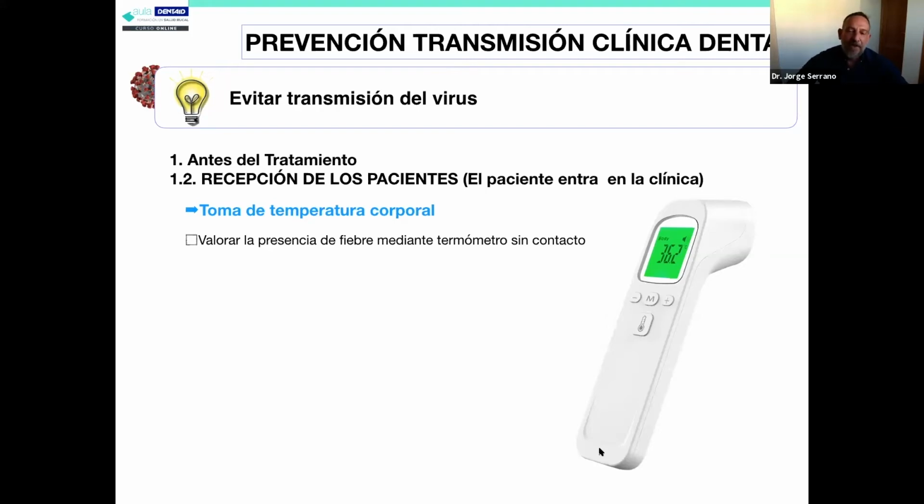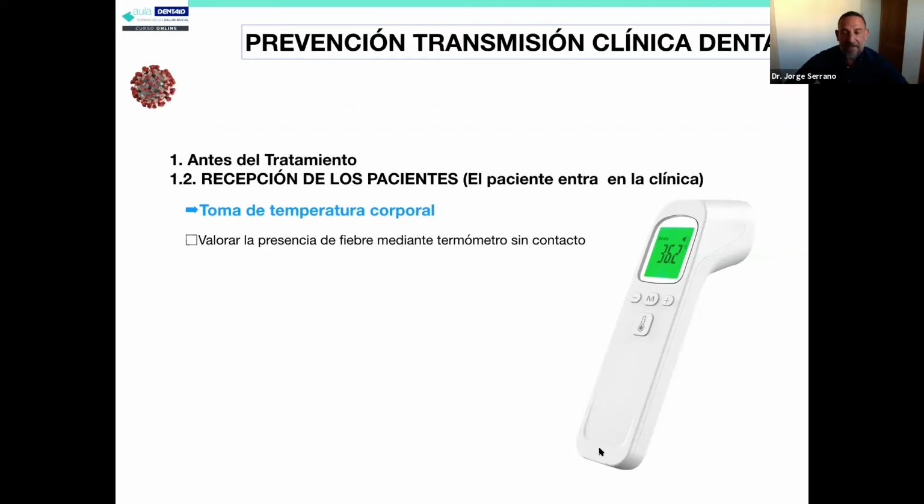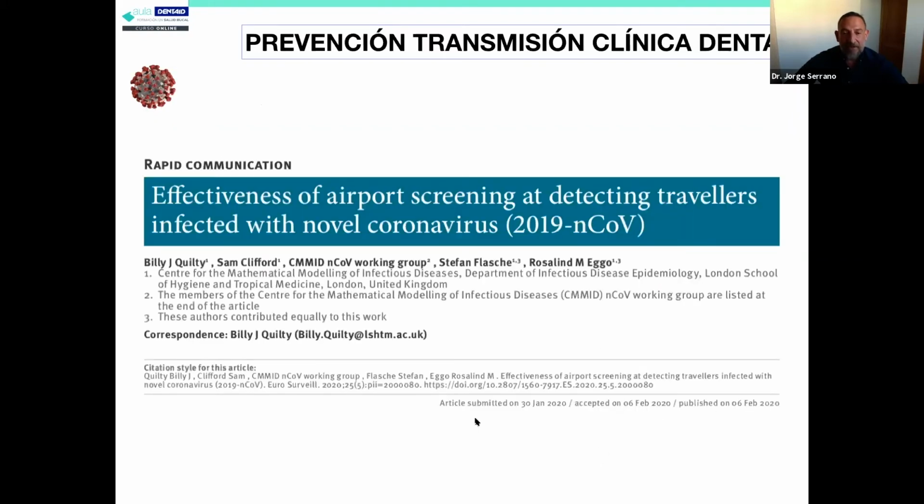So the patient comes to the office, we open the door, and the first thing we do is take the temperature to assess if they are suffering fever of more than 37.3 degrees. Is this tool really effective?